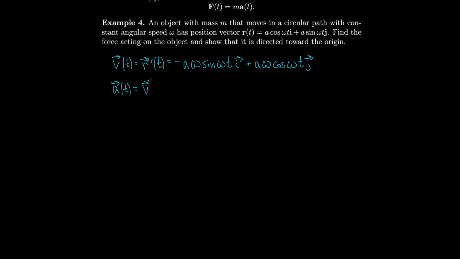Acceleration is the derivative of the velocity we just got. So that's just another omega hopping out in front by the chain rule again. So that's minus a times omega squared cosine omega t i, minus a times omega squared times the sine of omega t j.